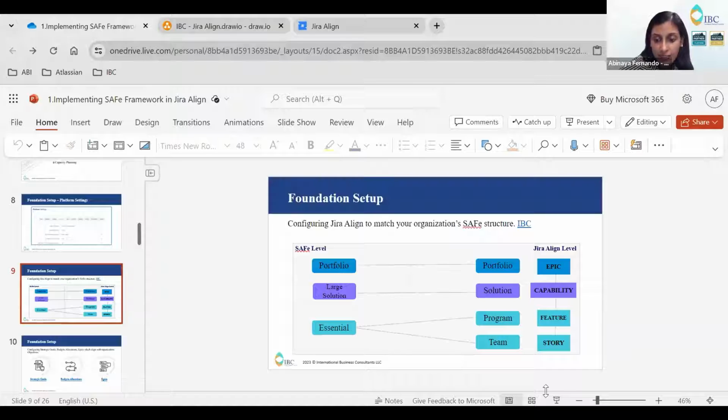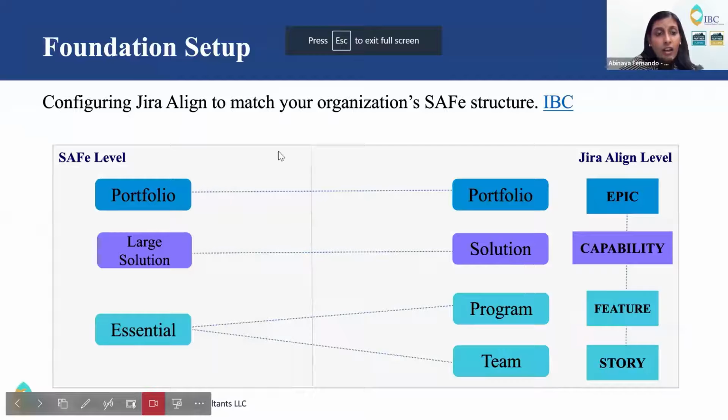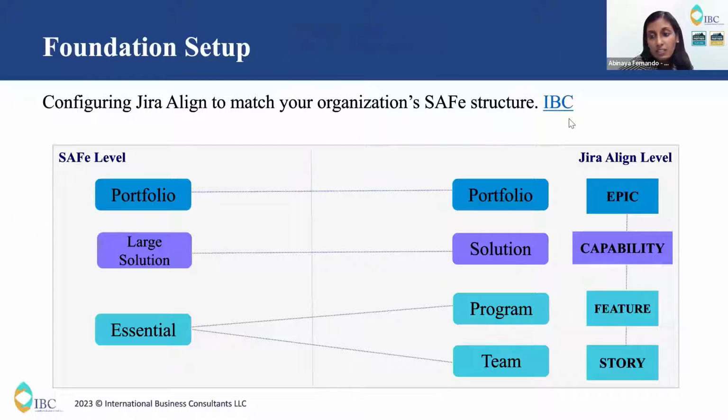The next thing is the foundation setup of configuring Jira Align to match your organization's SAFe structure. Let me give a short note of how it is at the Jira Align level and at the SAFe level. In SAFe, we have three levels: essential, large solution, and portfolio. These levels are mapped to Jira Align as follows: essential is mapped to team and program level, large solution to the solution level, and portfolio is portfolio by itself. At the team level, we'll have the stories, and at the program level, we'll have the feature issue types. At the solution level, we'll have the capabilities, and in portfolio, we'll have the epics.